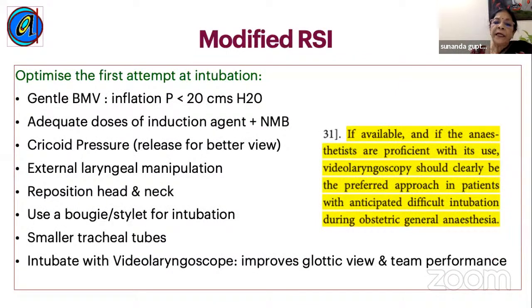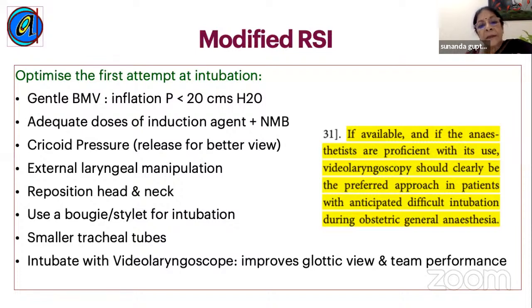So the modified RSI again shows some differences. Gentle bag mask ventilation for the first attempt; the second attempt and the third attempt we'll talk about. In the first attempt, you inflate at less than 20 centimeters of water. Give adequate doses of your induction agent and blockers, and release cricoid pressure for a better view. Use external laryngeal manipulation and reposition the head and neck when you face a difficult intubation. Use a bougie or stylet for intubation, and smaller tracheal tubes.